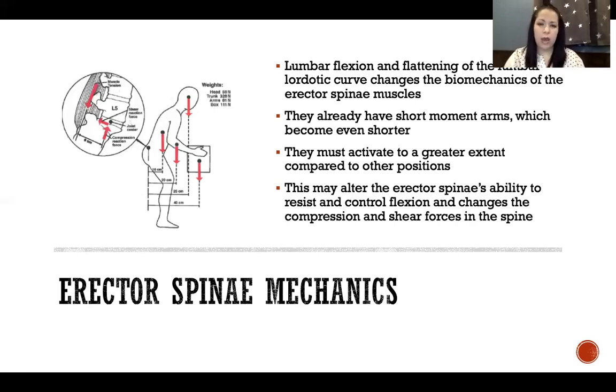In addition to that, while we're in lumbar flexion, it's also changing the angle of the shear forces. So the force that's causing vertebrae to move one on top of another, it's changing the amount and the direction of that shear force, because of the amount of force produced by erector spinae and the angle at which it's being exerted on the spine relative to gravity.